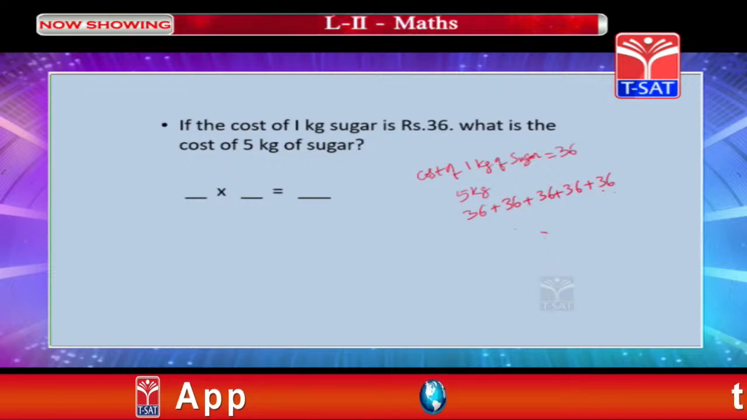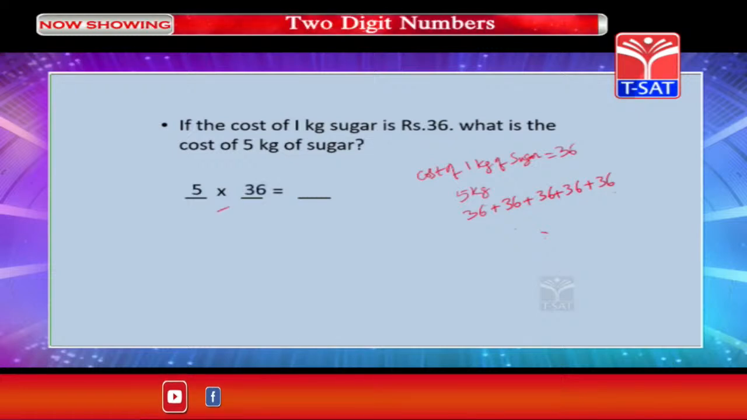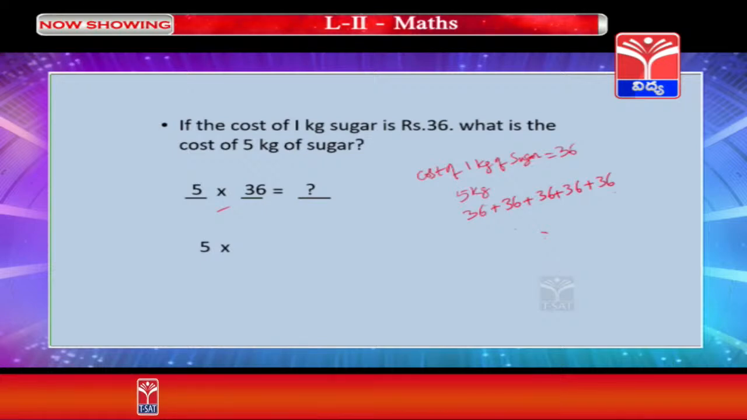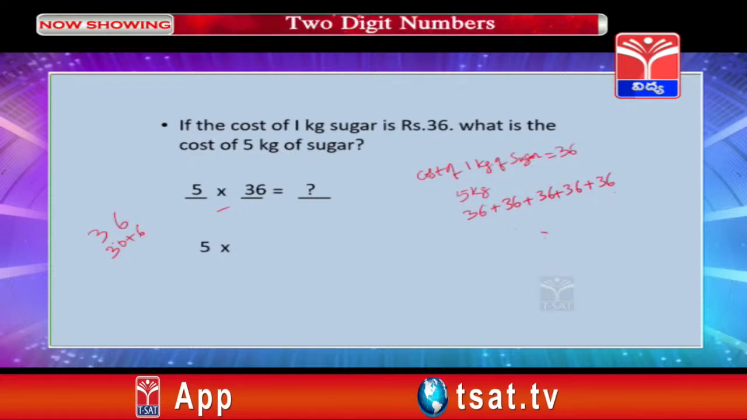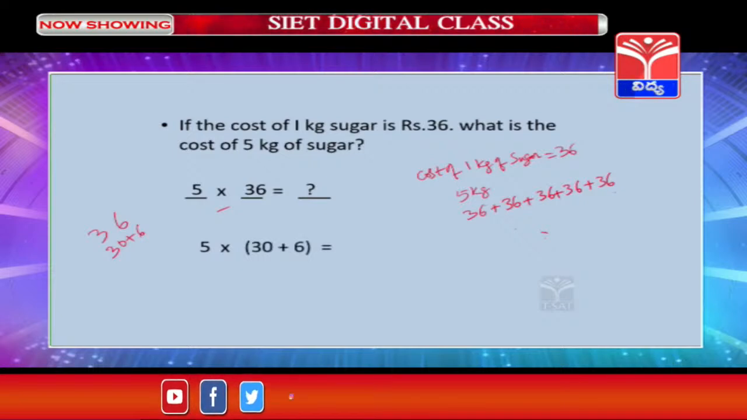See, how can we represent this in multiplication form? By using the symbol of multiplication: 5 times 36. That means 5 into 36. How will we find it? See, 5 into 36: in 36 we have 30 plus 6, 6 ones and 3 tens. That means 30 plus 6. See here, 5 into 36.